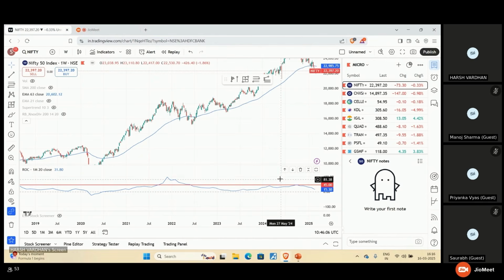Okay, so if you see here it gave you the sell signal. So it is not a lagging indicator, because what a lagging indicator means is that it will tell you after the price correction.